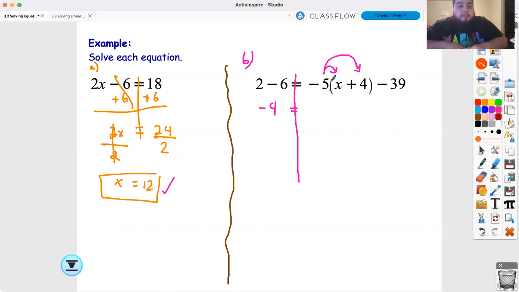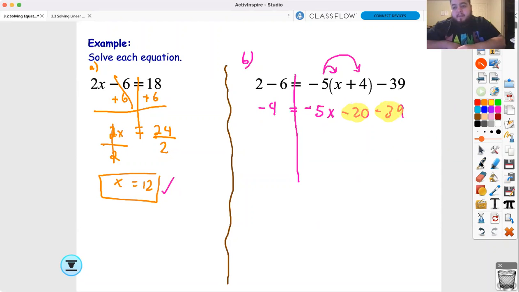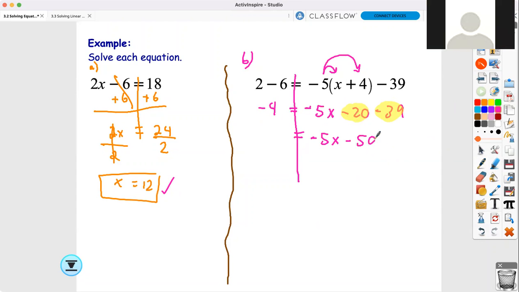All right. Now when we distribute, we multiply. -5 times x is -5x. -5 times 4 is -20. Good. Bring down the -39. Now, before I can manipulate this and move things around, are there any numbers I can combine on the right side? 20 and 39. Yeah, negative. What's -20 minus 39? -59. It's like you owed 20, but you need to spend 39 more for gas, and here we are. So now we want to get x by itself.